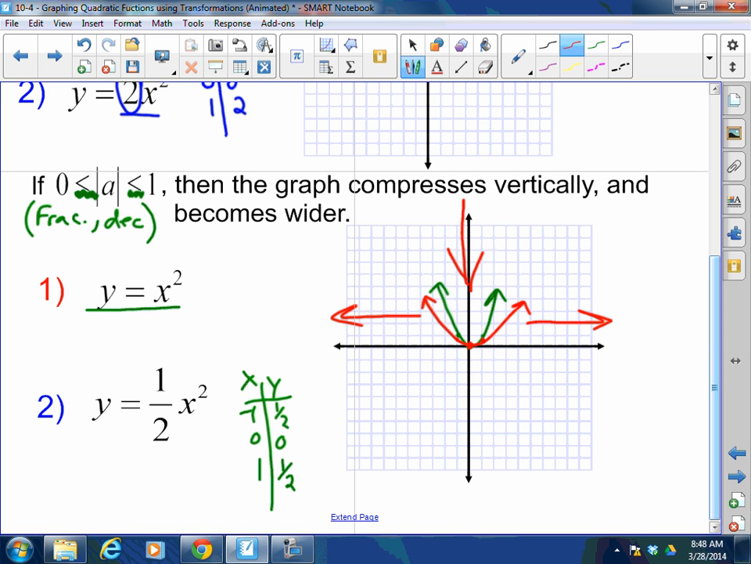So a vertical stretch is the same as a horizontal compression. And a vertical compression is the same as a horizontal stretch. So what does this mean again? If A is greater than 1, you know your graph is going to get thinner and thinner and thinner. If your A is between 0 and 1, it's a fraction or decimal, your graph is going to get wider and wider and wider.